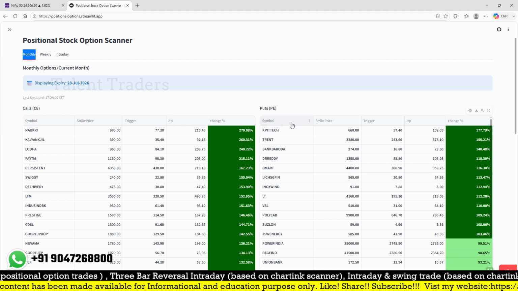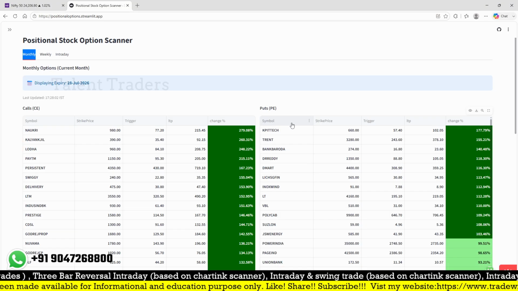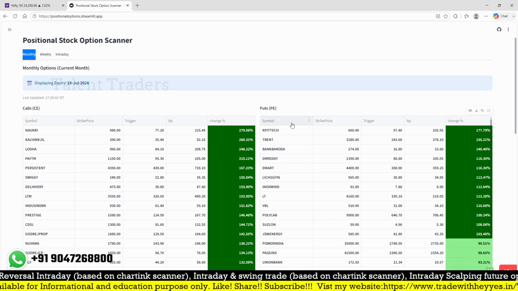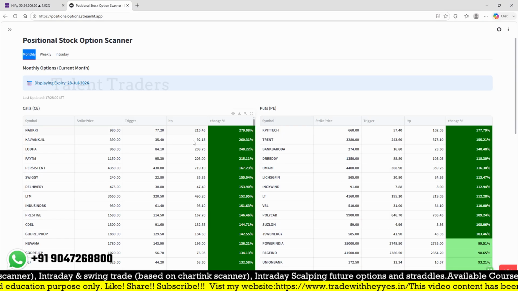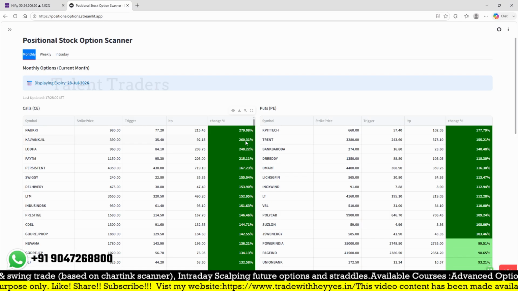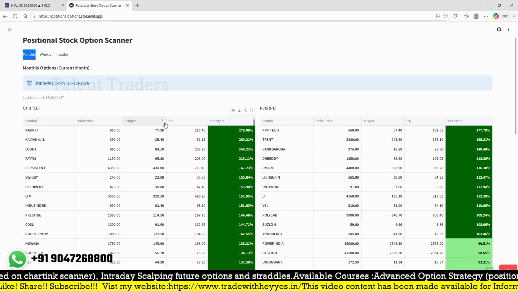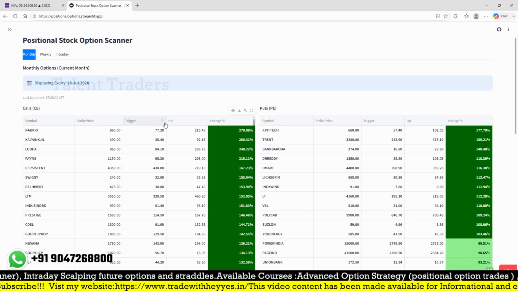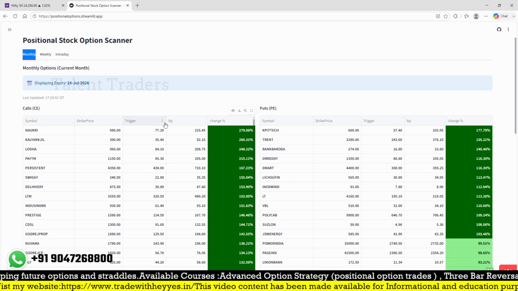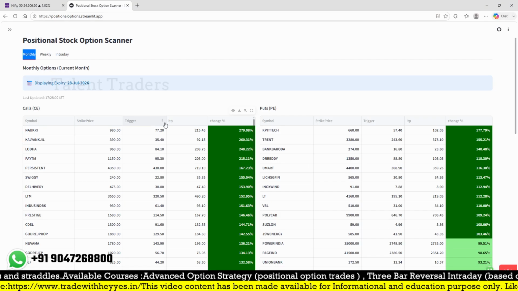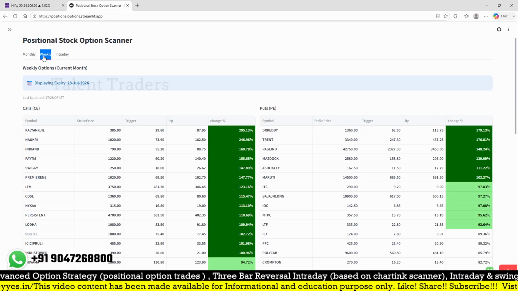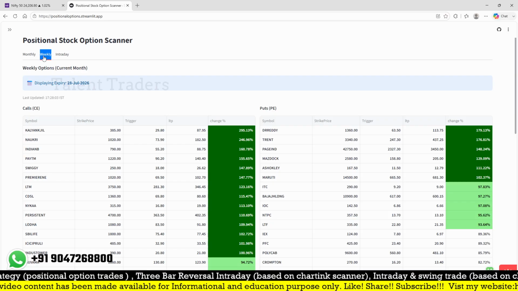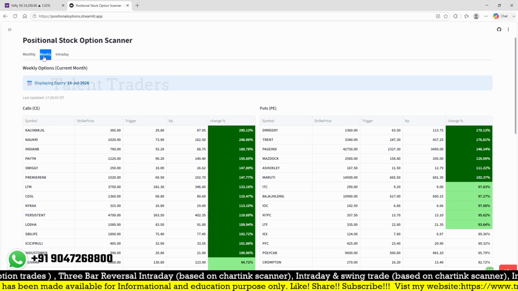Someone who is a high risk taker can try a naked trade. Someone who is low risk would go for an OTM options kind of strategy. So this particular scanner helps you find out what is happening in the overall market for the month. For example, if it is a weekly scanner, it shows you what is going to happen in the overall market in that particular week.